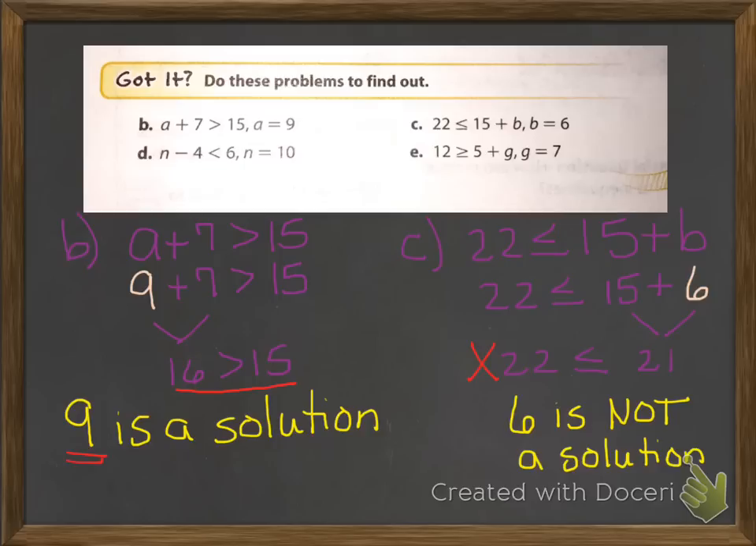On example C, I substituted in 6 for B, and I worked out the inequality, and I ended up getting 22 is less than or equal to 21. Well, since that statement is not true, it tells us that 6 is not a solution for this inequality.